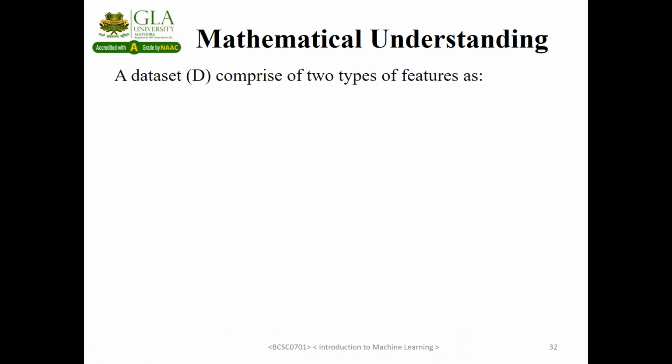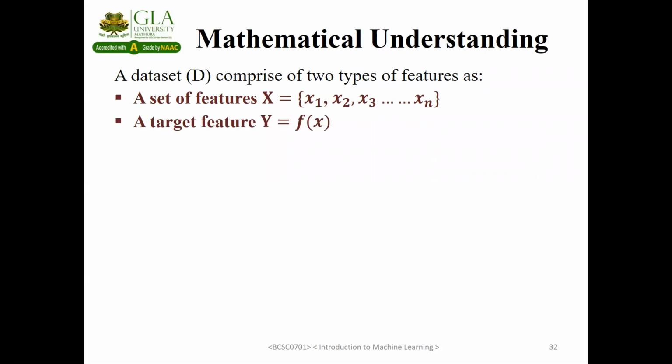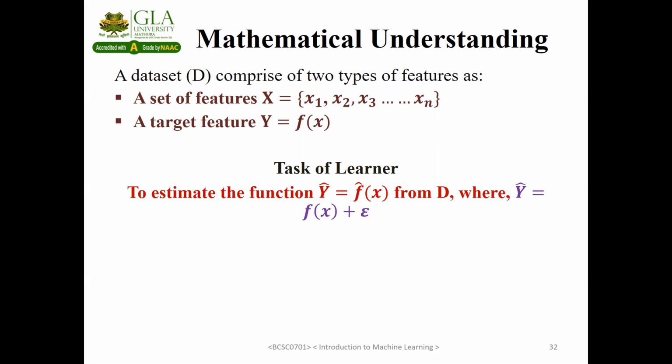So in mathematical understanding, we discussed that a data set D comprises two types of features: a set of features X, which may contain multiple features from x1 to xn, so n number of features are there, and a target feature Y, which is a function of x. The task of the learner is to estimate the function f(x).